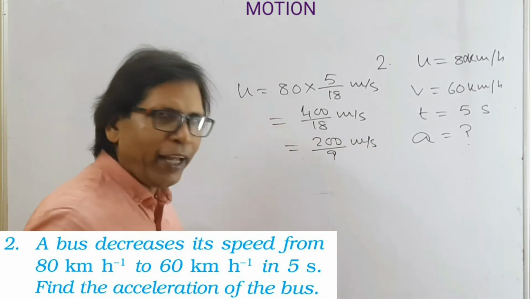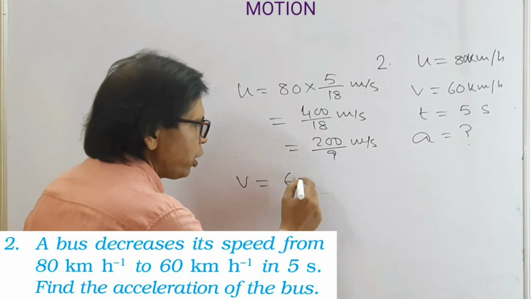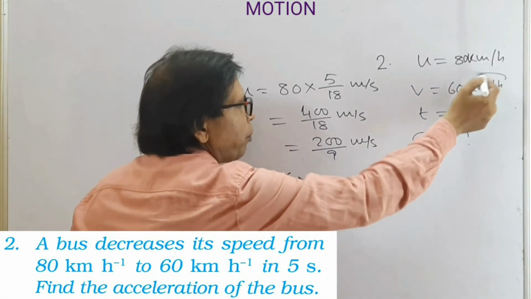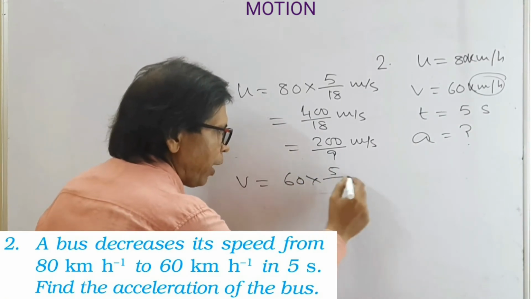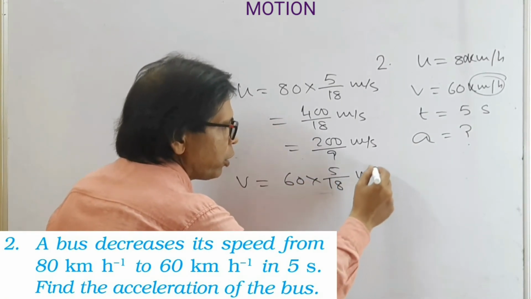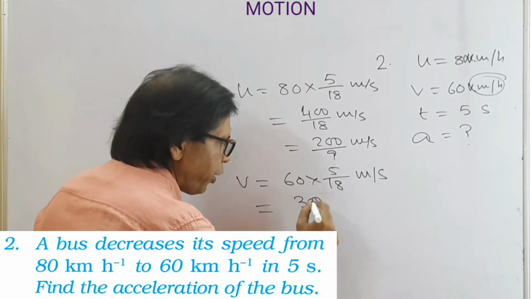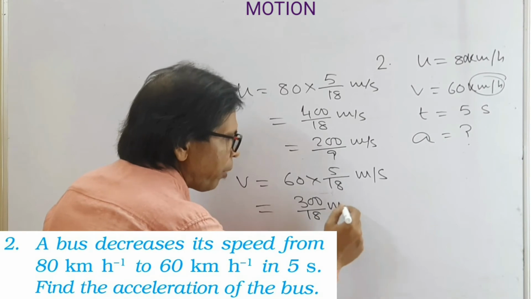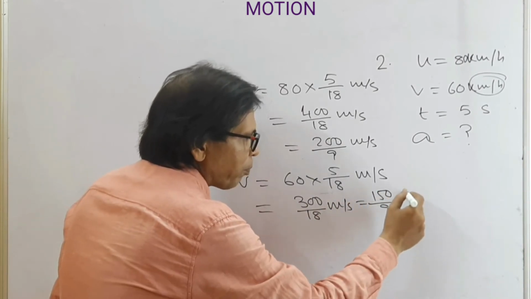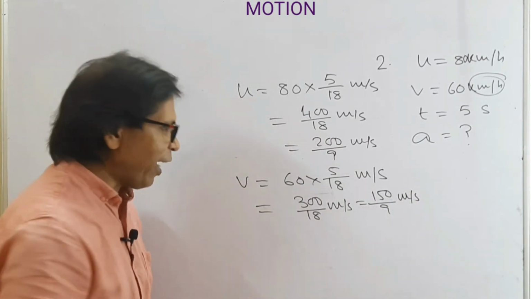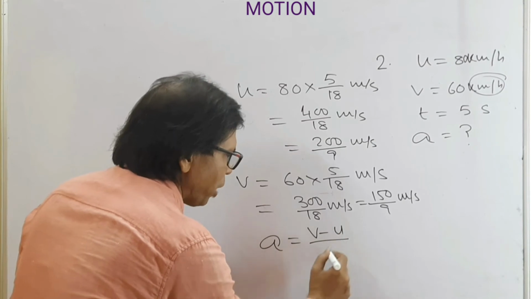that is 200 divided by 9 meter per second. Okay. Now v equals 60 into, now kilometer per hour is converted into meter per second, so it should be multiplied by 5 by 18. This is meter per second. Now this is 300 by 18 meter per second, that is 150 by 9 meter per second. Okay. Now acceleration equals v minus u divided by t.